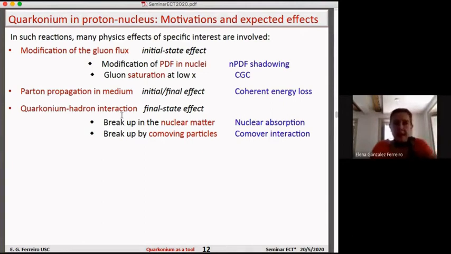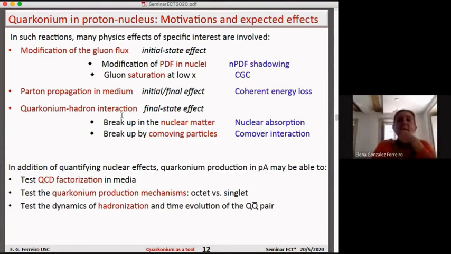These effects are interesting also because they are specific physics effects that can be studied with those, which are, for example, the QCD factorization in media, the quarkonium production mechanism, the octet versus singlet, since some of those effects depend on the partonic state, and also testing the dynamics of hadronization and time evolution of the QQ bar pair.